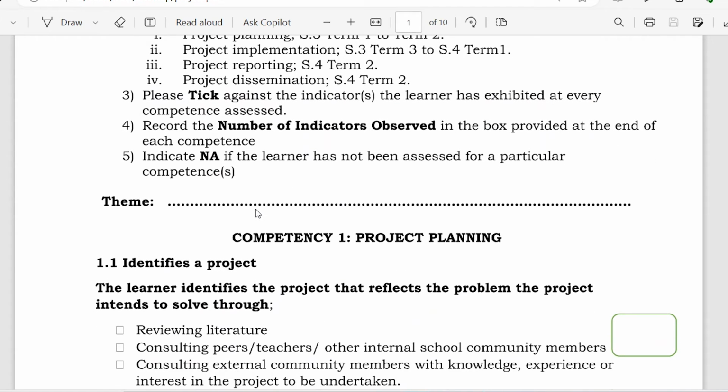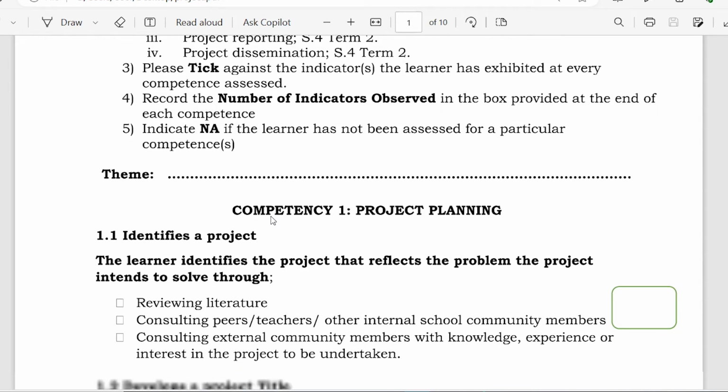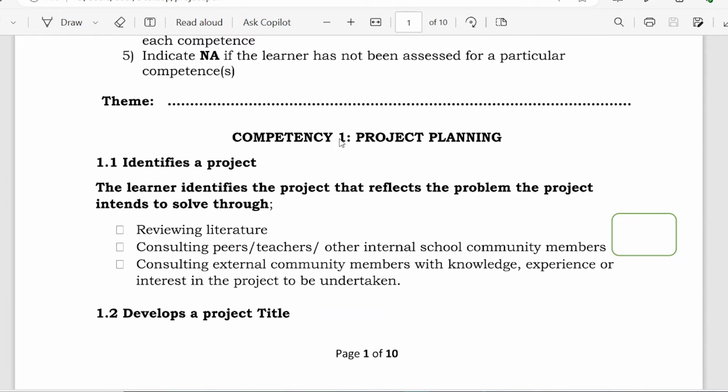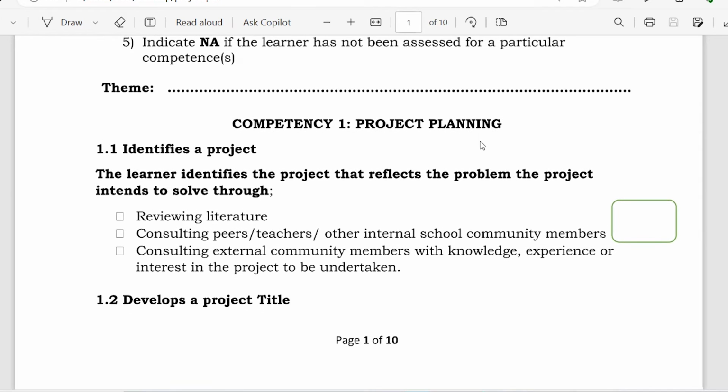So the theme here which I'm using is a random theme I've picked. It is not from UNEB. So here we are supposed to have the theme, and we are on competency 1, which is project planning, and this is lesson 2. Lesson 2, I'm talking about the second sample project that I'm going to take you through.